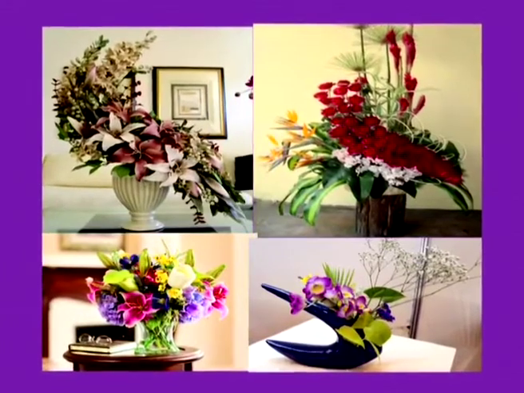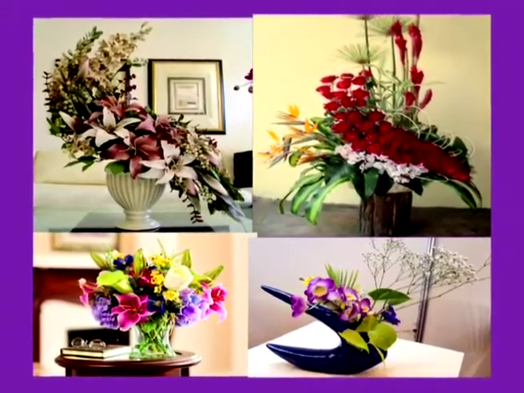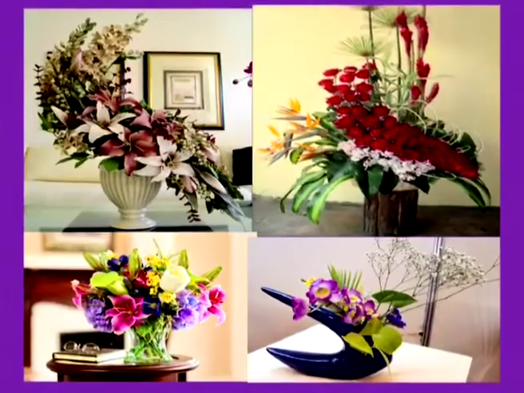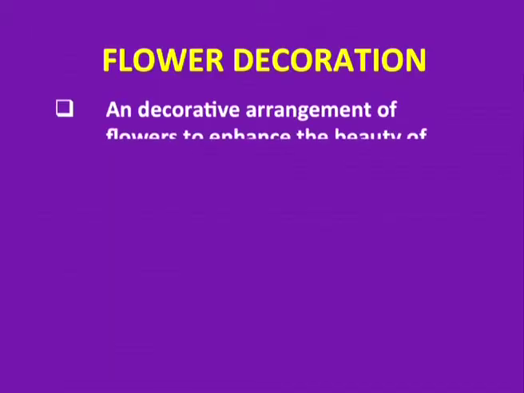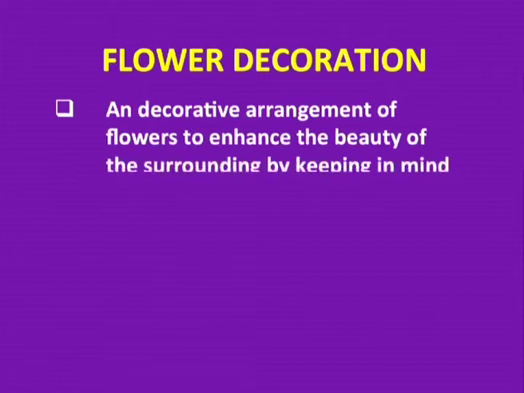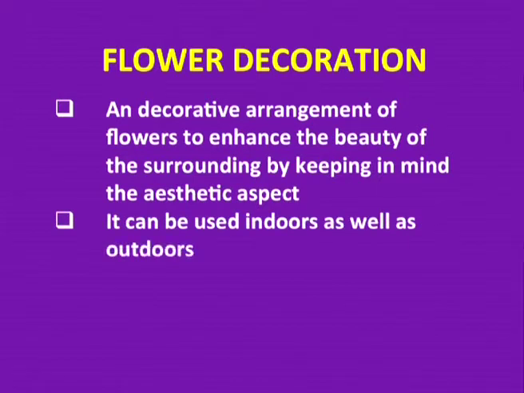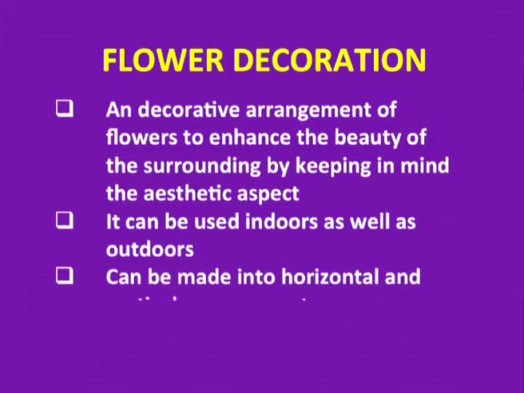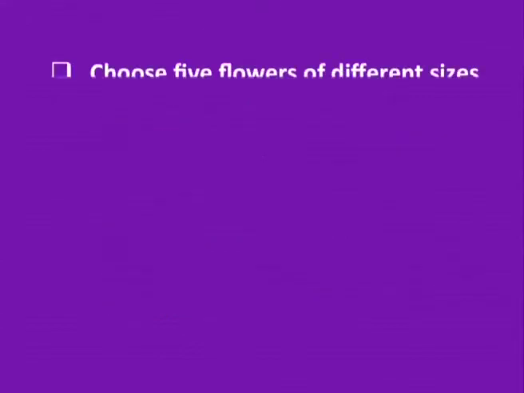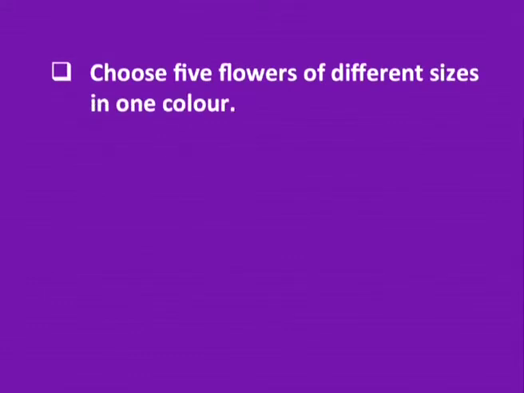It also shows the shape as well as the different lines that are being used to enhance the beauty through the flower arrangement. Flower decoration is a decorative arrangement of flowers to enhance the beauty of the surrounding by keeping in mind the aesthetic aspect. It can be used both indoors as well as outdoors. It can be made into horizontal as well as vertical arrangement depending upon the purpose and the function for which it is being used. Choose 5 flowers of different sizes in one color.